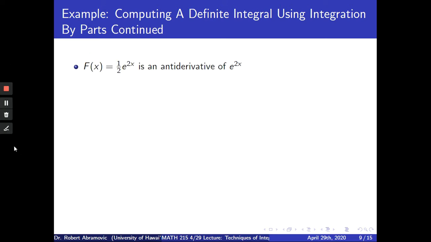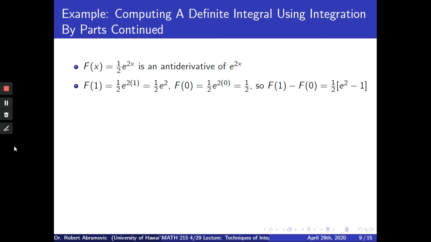Let's continue this process. Notice that 1/2 e to the 2x is an antiderivative of e to the 2x. And when you evaluate it at 1, we get 1/2 e squared. When you evaluate this function at 0, we get 1/2. Its difference, therefore, if you pull out this 1/2 factor, is 1/2 times e squared minus 1.